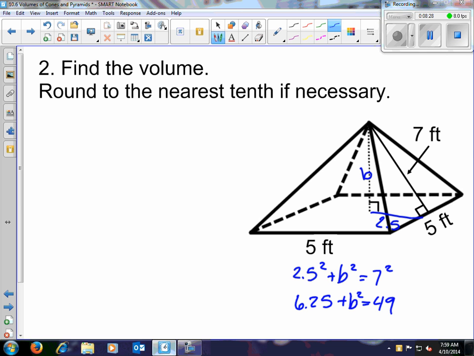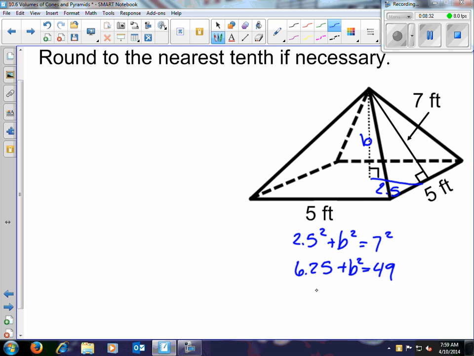Then I'm going to subtract 6.25 from both sides. So I have b squared is equal to 42.75. Now I need to square root both sides. And if I type in the square root of 42.75 in my calculator, I get approximately 6.5. So b is equal to 6.5, so that's my height. All right, now I can go and do the same thing.